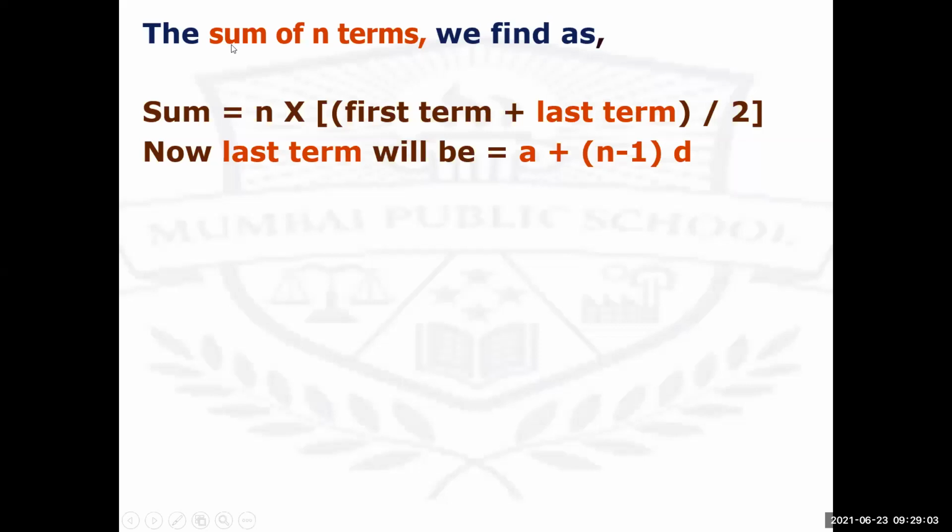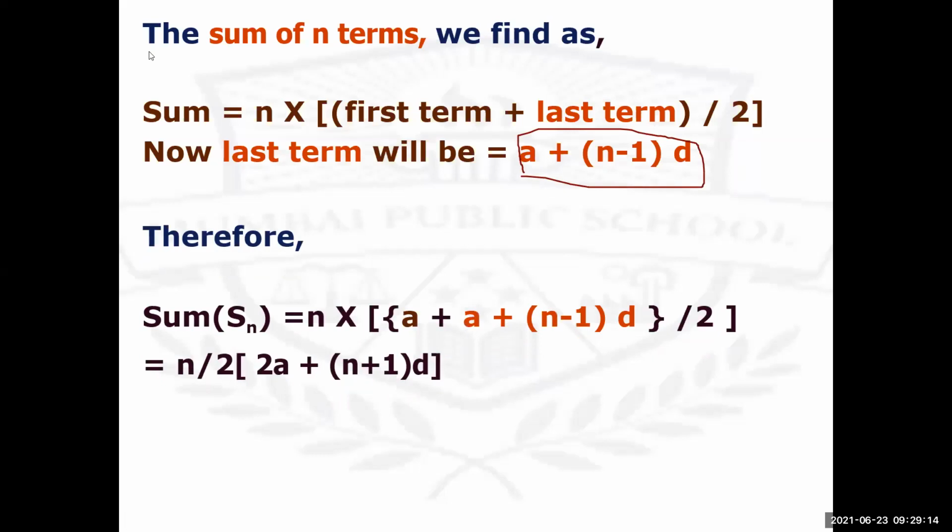Now the last term, you know, Tn. What is the formula of Tn? a plus n minus 1 into d. So the sum is given as n upon 2, a is your first term, this is your last term, a plus n minus 1 into d. So a plus a is 2a, plus n minus 1 into d. Actually, this is a typing error here, it's n minus 1 into d. Is this clear, all the students? This is the formula for the sum of the numbers.